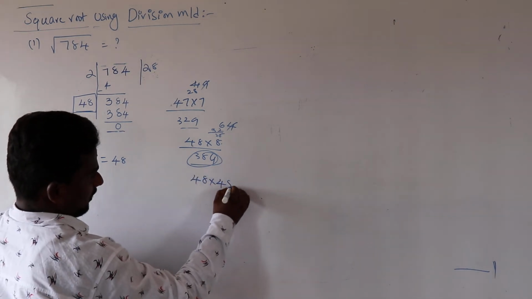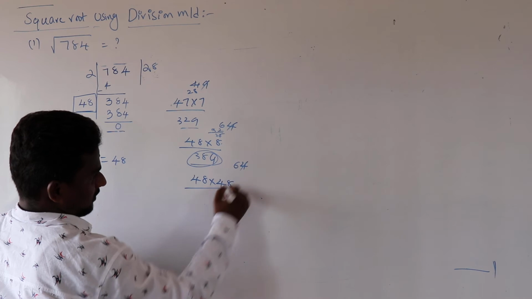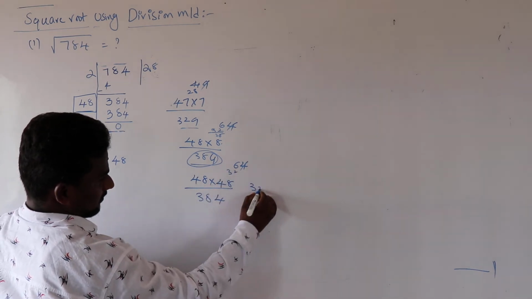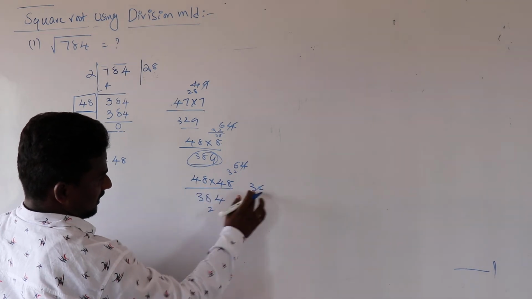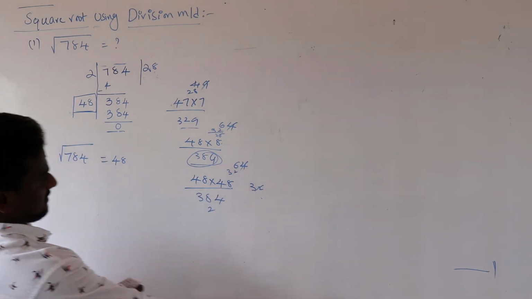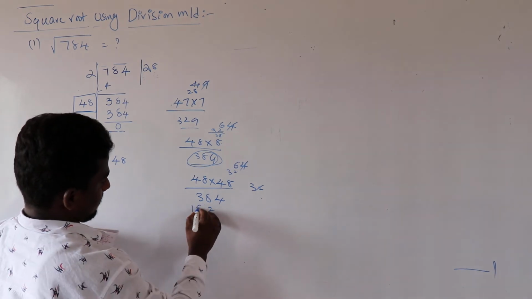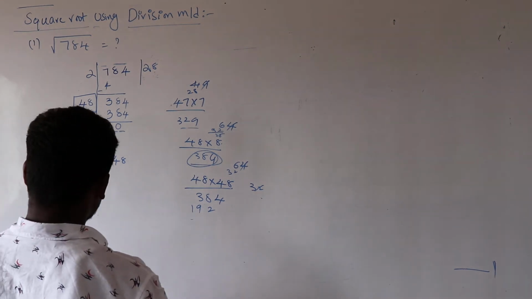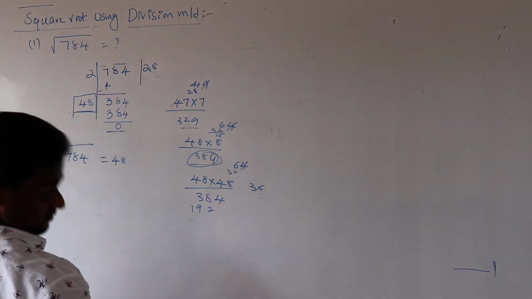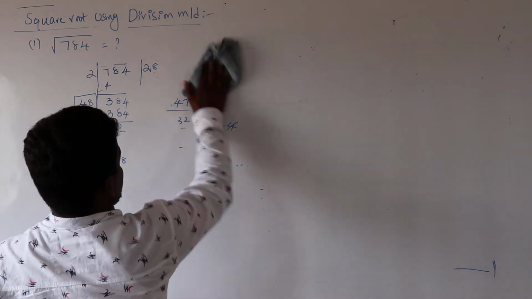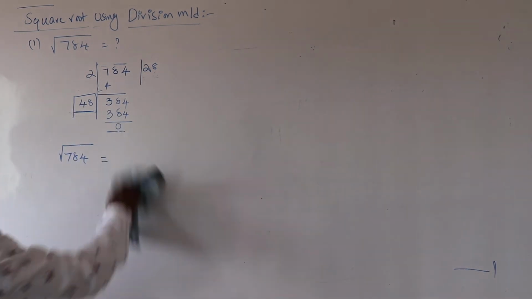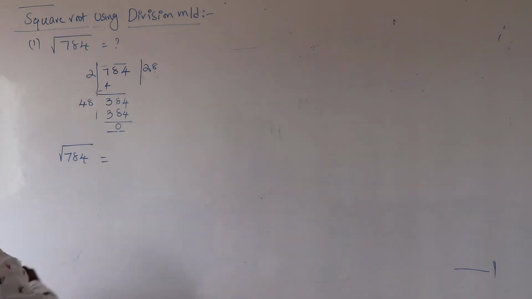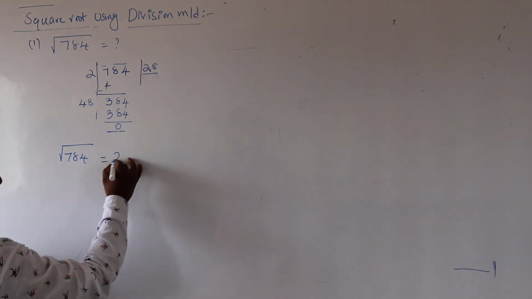48 into 48. 8 8s are 64. 8 4s are 32. Means 384. 4 8s are 32. 4 4s are 16 plus 3. 16 plus 3, how much? So this is not 48, it is 28. The corresponding coefficient value is 28.